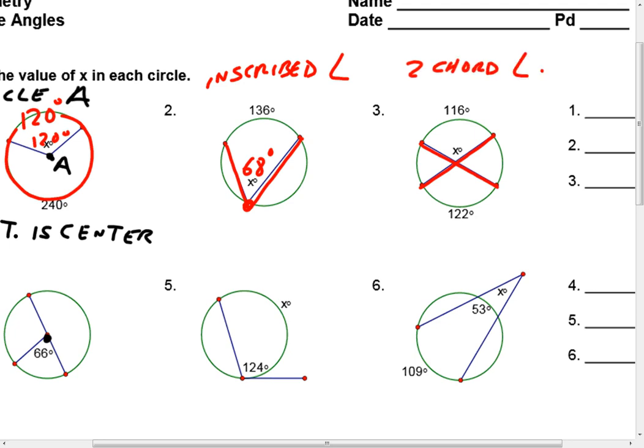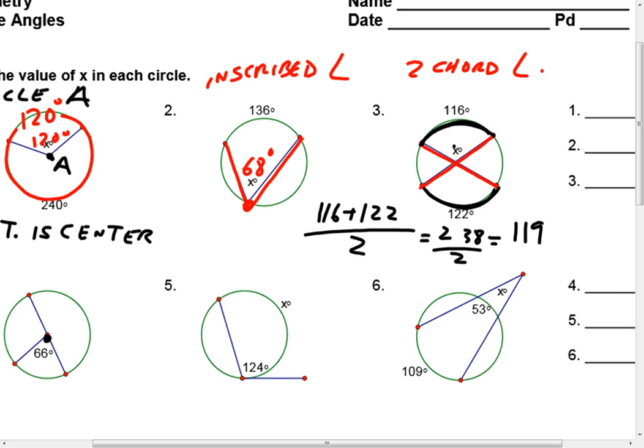If we look at the side board, a 2-chord angle has this rule which says add arcs divided by 2. You've got to be careful which arcs you're using. I could think of this almost like a bow tie or an hourglass. You want the arcs at the end of the hourglass, and that will get you the angle that's inside the hourglass. So 116 plus 122 divided by 2. What do we get? 238 divided by 2. Is that 119?